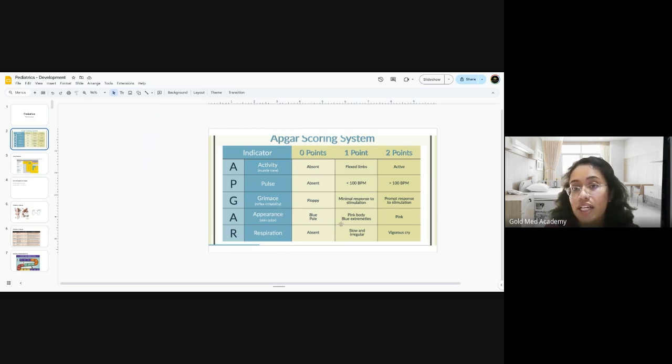Appearance is going to be how they look visually. If they're blue and pale, we would consider that to be cyanotic. That would obviously be 0 points. That usually indicates that there is a lack of oxygenation, and the baby is not receiving enough oxygen at that point.